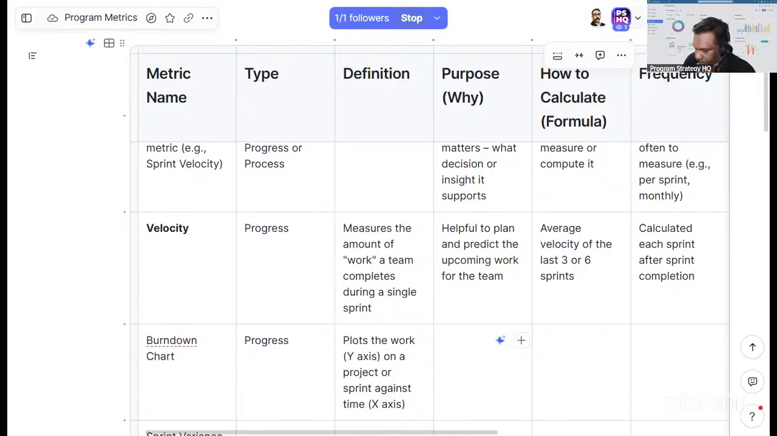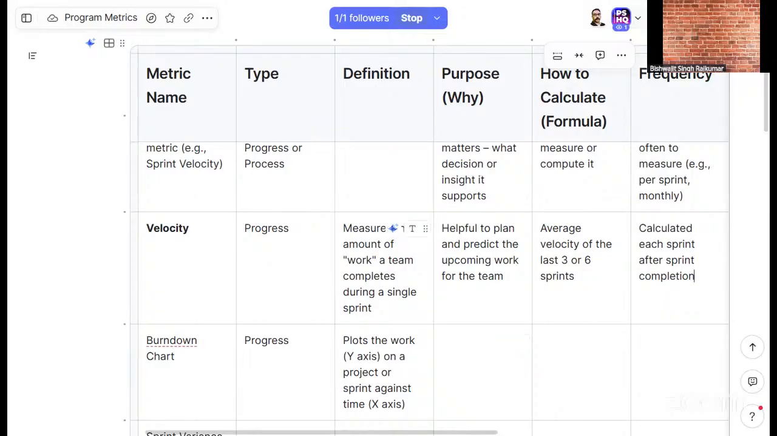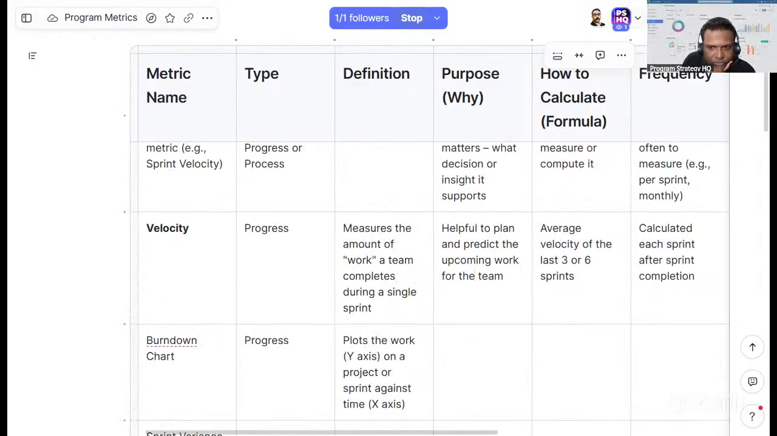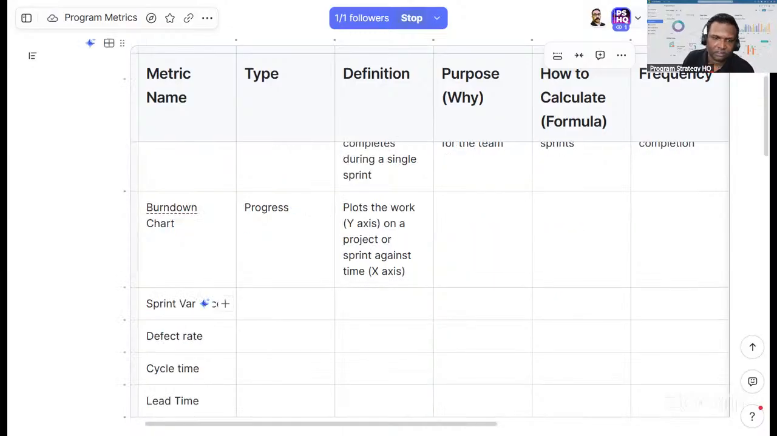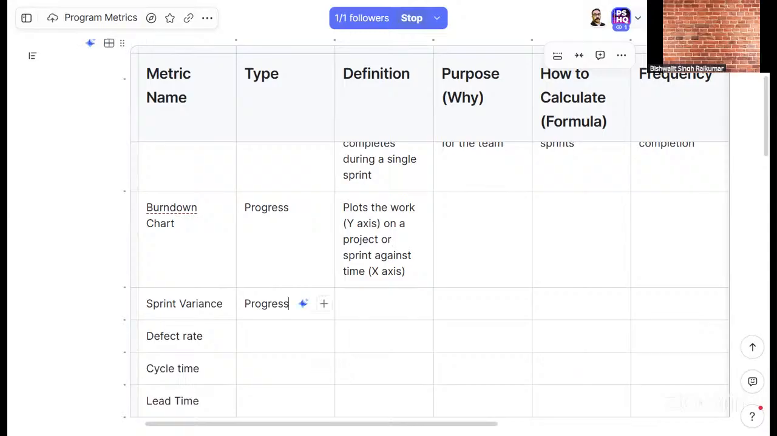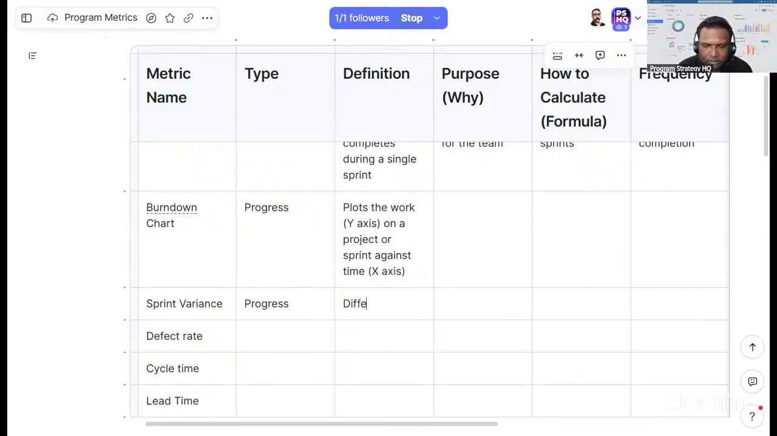Okay. And then, okay, let's move on to the next one. Burn down chart and then sprint variance. Sprint variance also is a measure of progress. Sprint variance. Difference.